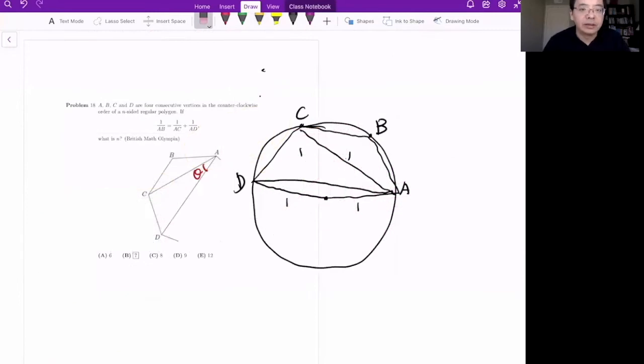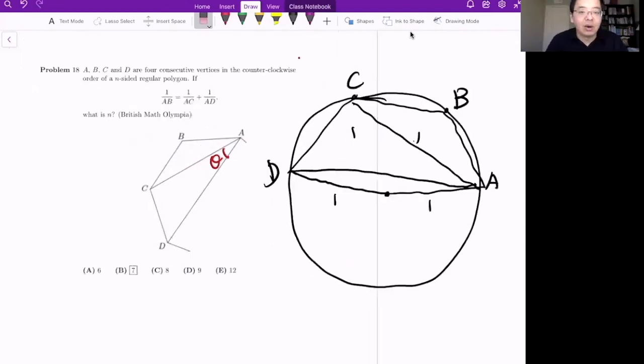Problem number 18. Here we have a special regular polygon with a relation between side lengths, that's 1 over AB equals 1 over AC plus 1 over AD.